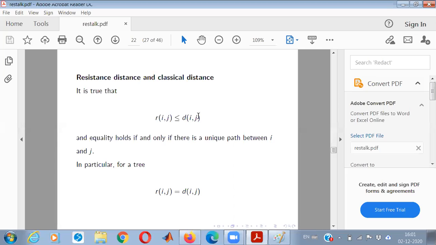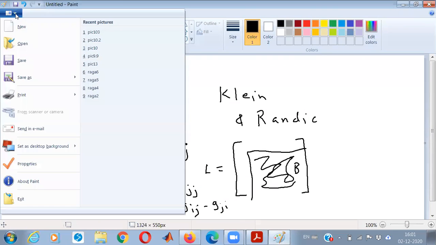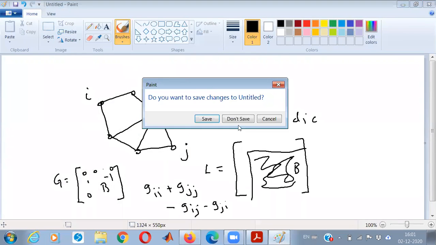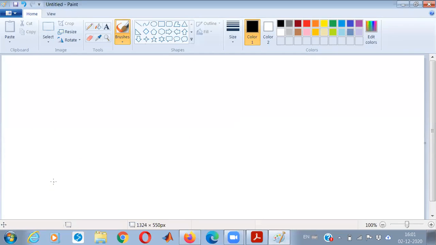So in the classical distance, you are going to take into account only one path. So I think the example that one gives usually for why the resistance distance is intuitively more obvious and the correct distance is the following: if you take two vertices joined by a path of length 2, then the classical distance is 2.